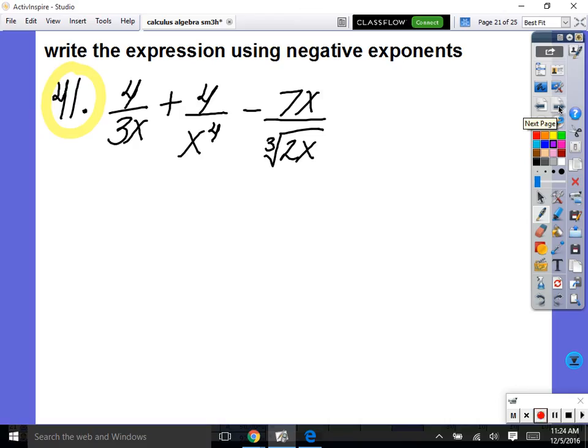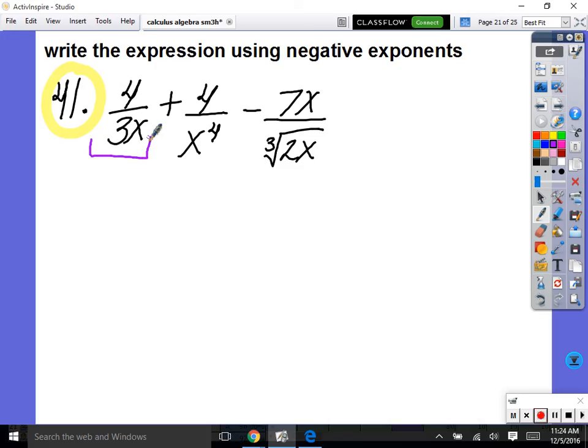Okay, 41. Now it's new directions. It says, write the expression using negative exponents. So in calculus, you'll have stuff split apart like this. You'll be integrating it in addition and subtraction. You don't know what I mean by integrate, but you can look at it in sections. You can integrate that. You would want it as multiplication, so that's what we're going to practice.